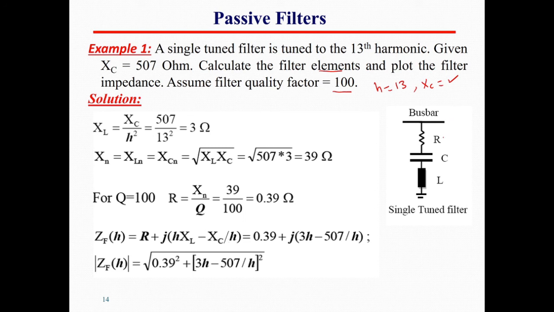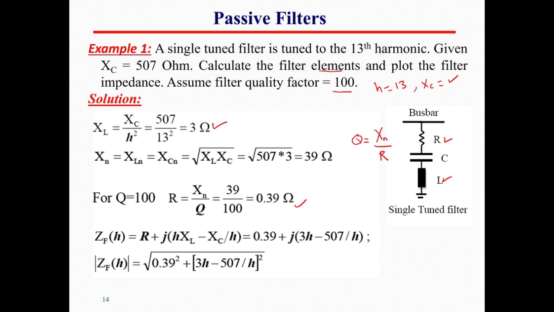So what we have to do is find the value of L and the value of R. Of course we know H, and we know XC. So we know that XL will be equal to XC divided by H squared, so that will give us XL. Now to find the resistance, we know that the quality factor Q is equal to Xn divided by the resistance, right?